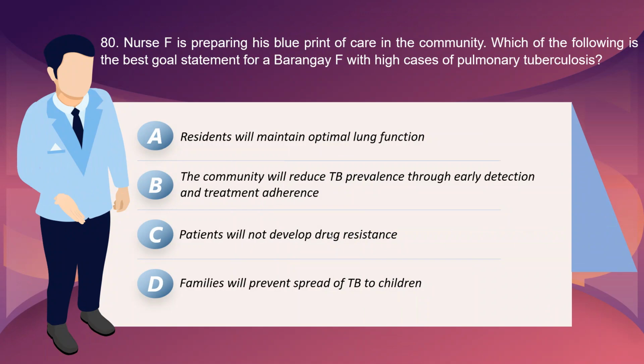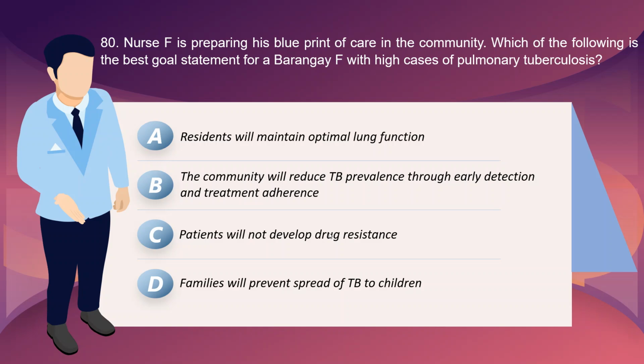80. Nurse F is preparing his blueprint of care in the community. Which of the following is the best goal statement for Barangay F with high cases of pulmonary tuberculosis? A. Residents will maintain optimal lung function. B. The community will reduce TB prevalence through early detection and treatment adherence. C. Patients will not develop drug resistance. D. Families will prevent spread of TB to children.